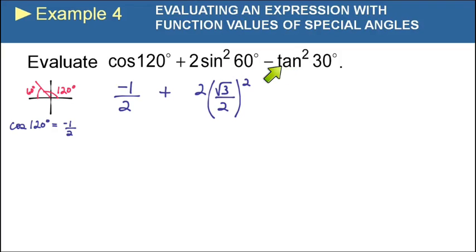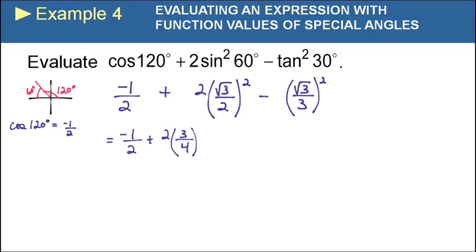And then this says minus the tangent of 30 squared. So tangent of 30 is square root of 3 over 3, and we're going to square it. Okay, let's use order of operations just like you did back in beginning algebra. We will square this value. Square root of 3 over 2 squared becomes 3 over 4. Square root of 3 over 3 squared becomes 3 over 9, which of course can be reduced.